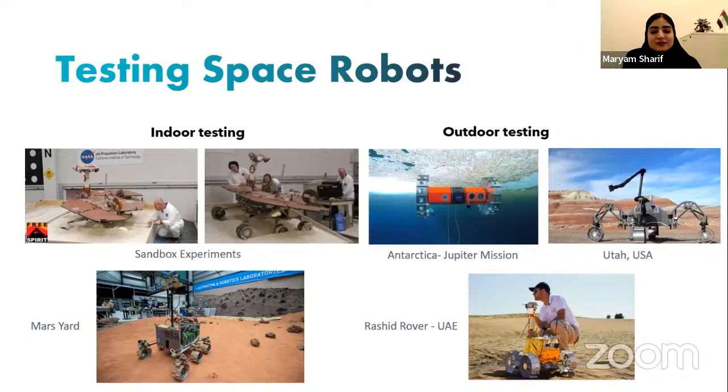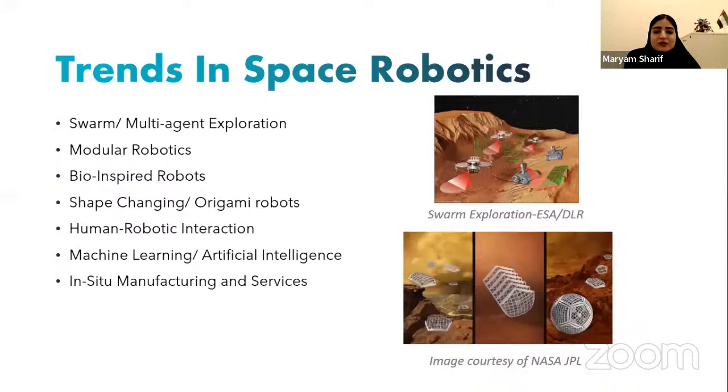Now here we have some trends in space robotics. If you are really interested, these are the trends that you can look at further and explore more. There's something called swarm or multi-agent exploration, where multiple robots do one mission or task. Also, we have modular robotics, bio-inspired robots, and shape-changing origami, which is what we do to create different changes. As we can see here at the bottom, it changes its shape once it's launched until it lands, for example.